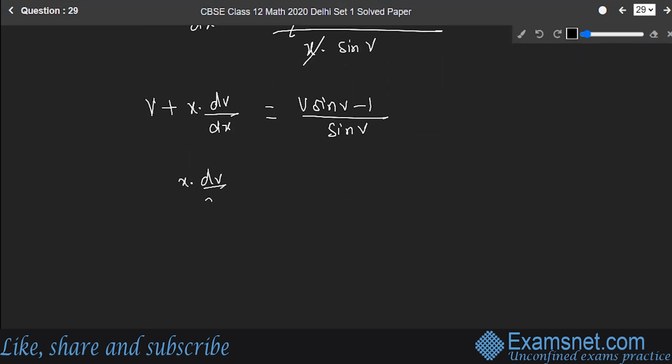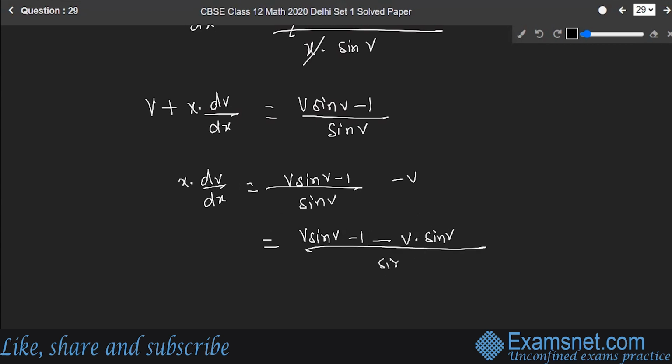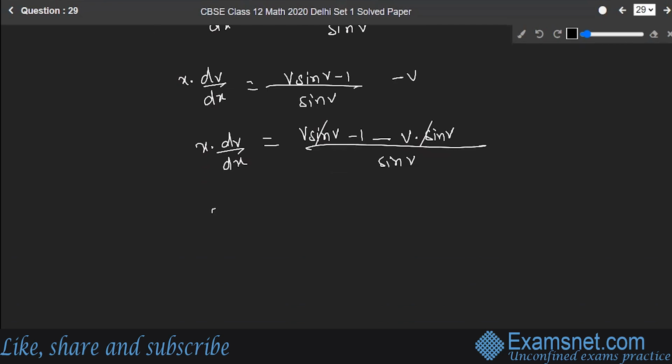x into dv upon dx is equal to v sine v minus 1 upon sine v minus v. That is equal to v sine v minus 1 minus v into sine v upon sine v. So these two will cancel. This is equal to x into dv by dx. That makes x into dv upon dx equal to minus 1 upon sine v, or sine v into dv is equal to minus dx upon x.